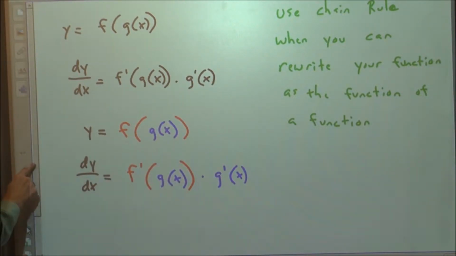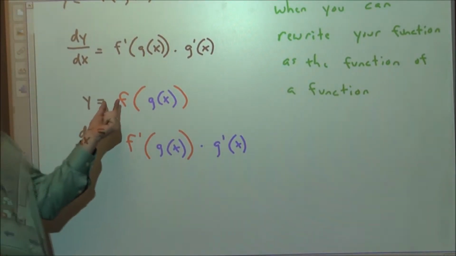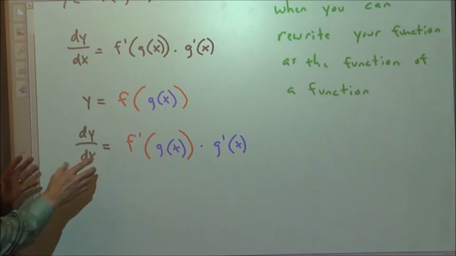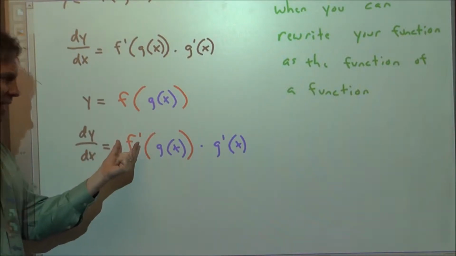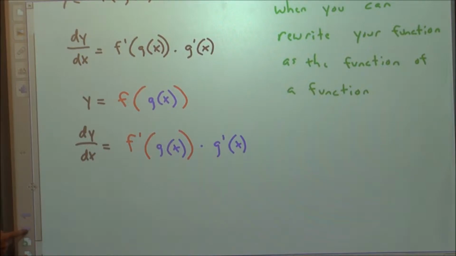So let's suppose we see it this way. We'll use a little color coding. We're going to say y is equal to f of g of x. So what we're saying is the derivative would be take this and multiply it by that. Let's see how it works.